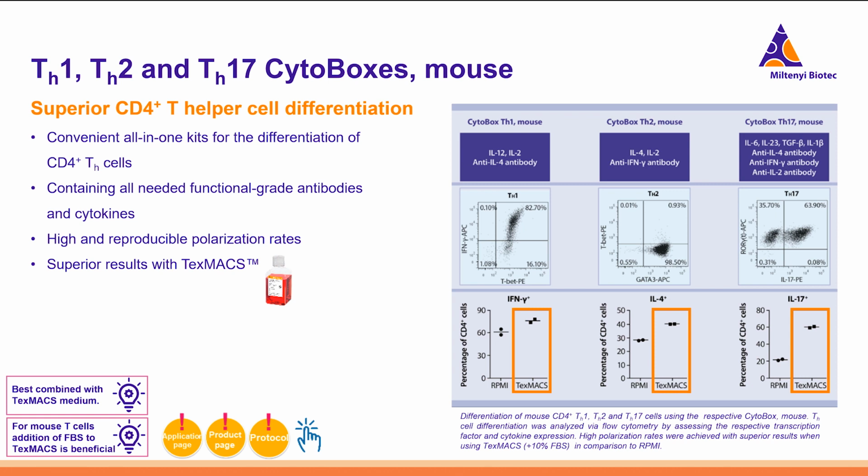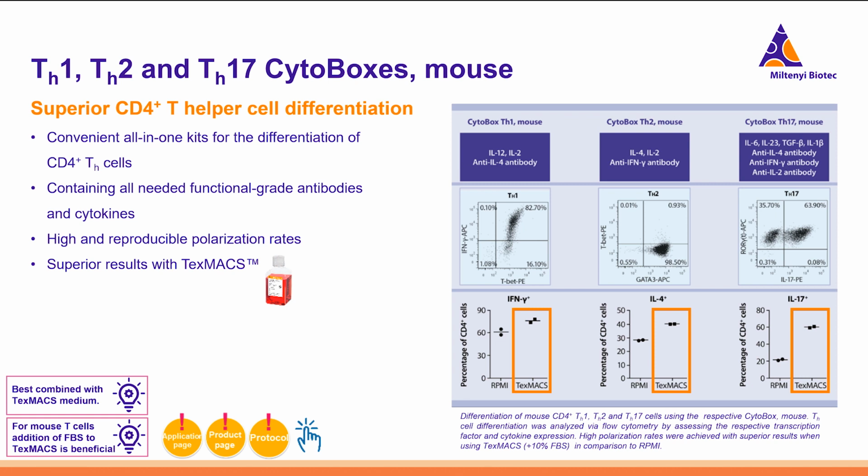Talking about convenience and consistency, the CytoBoxes mouse are kits that allow for the easiest polarization of naive mouse CD4 positive T cells into Th1, Th2, and Th17 subtypes without complicated ordering and calculation of single polarization cocktail components. The CytoBoxes contain in one convenient kit everything needed for the efficient mouse T helper cell polarization, including cytokines and functional grade antibodies.